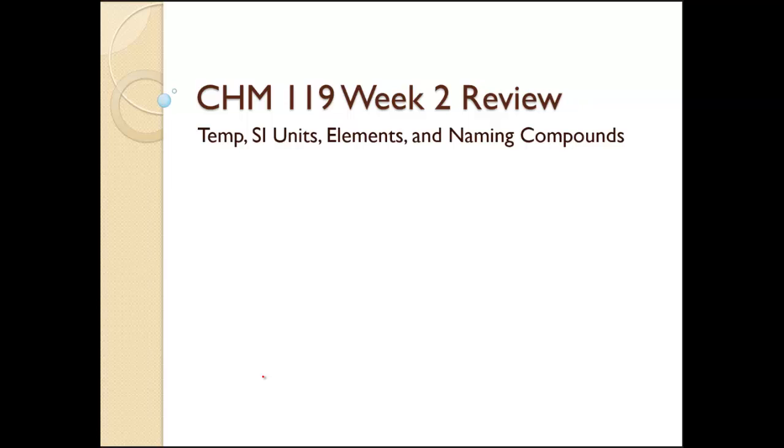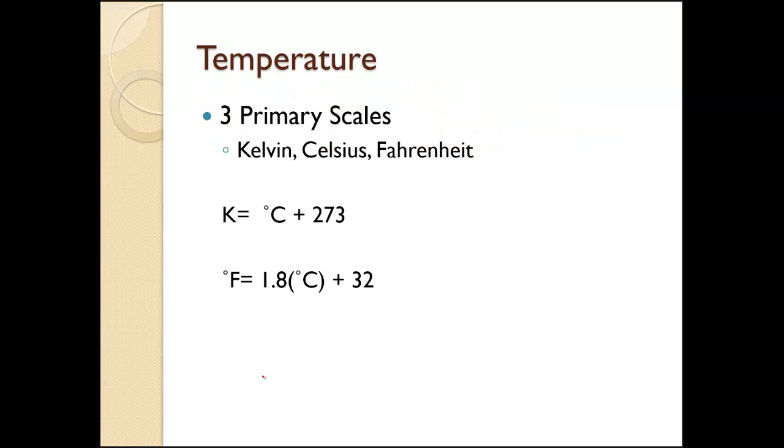In this tutorial, we'll be discussing what you should have learned in week 2 of Chem 119 at PNC. The first thing that we're going to talk about is temperature. There are 3 primary scales: Kelvin, Celsius, and Fahrenheit.